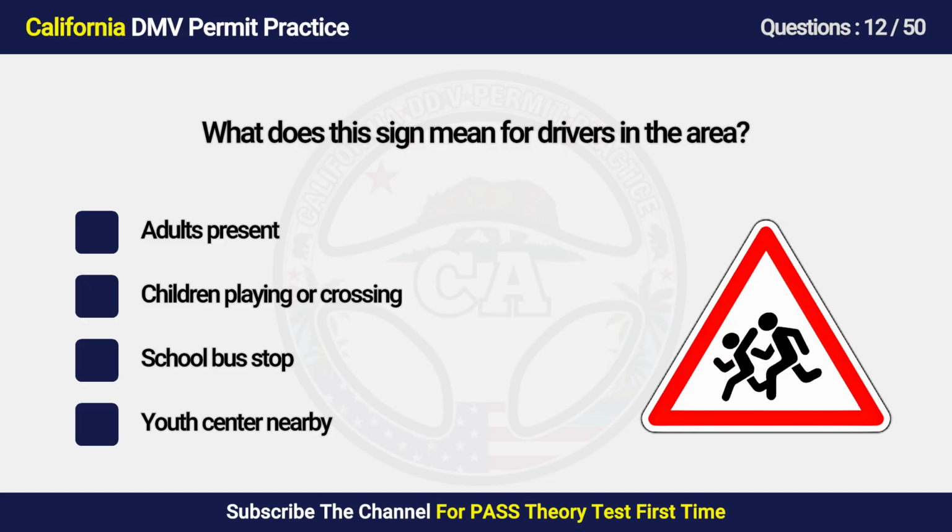A. Adults present. B. Children playing or crossing. C. School bus stop. D. Youth center nearby.